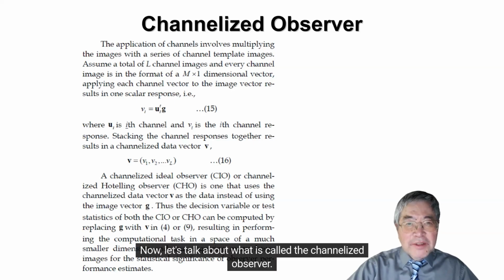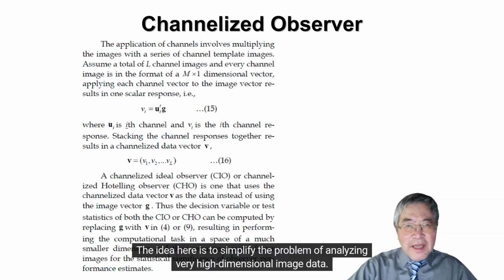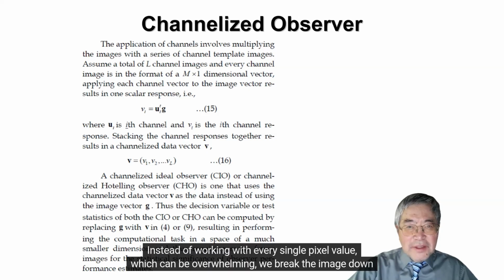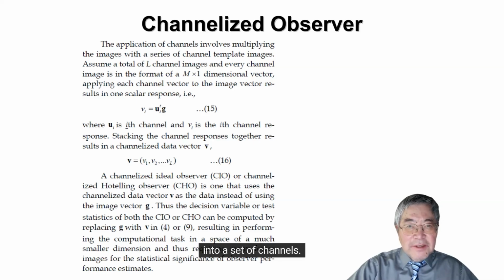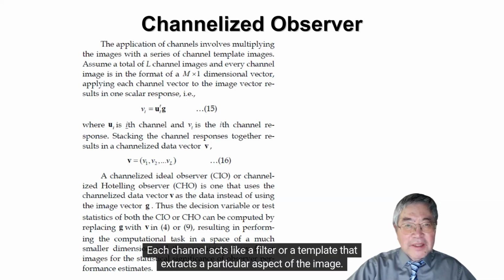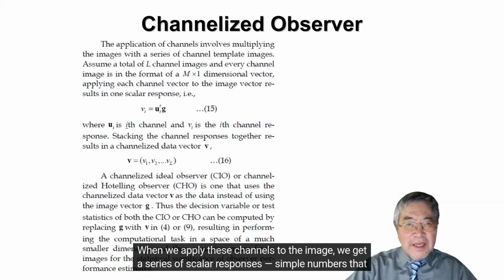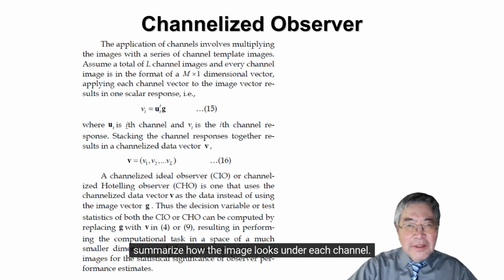Now let's talk about what is called the channelized observer. The idea here is to simplify the problem of analyzing very high-dimensional image data. Instead of working with every single pixel value, which can be overwhelming, we break the image down into a set of channels. Each channel acts like a filter or a template that extracts a particular aspect of the image. Think of them as different views or features of the same data. When we apply these channels to the image, we get a series of scalar responses, simple numbers that summarize how the image looks under each channel.